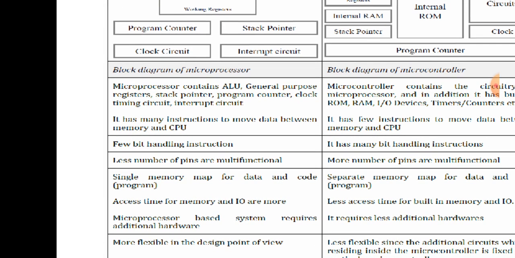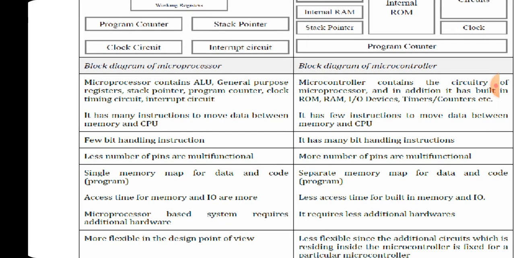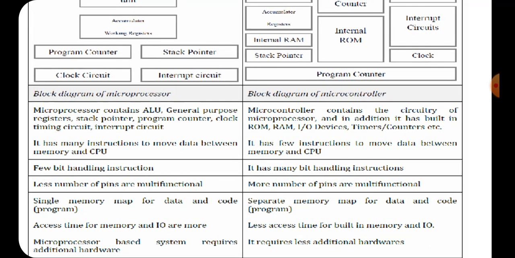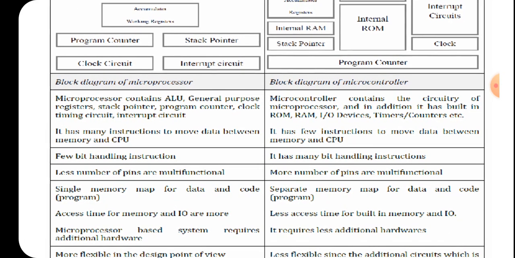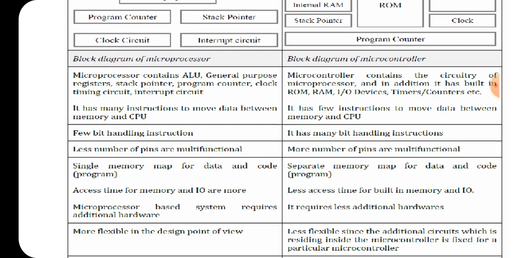That is the reason that, instead of increasing the number of pins, they go for the multiplexing technique. Means the same pin can be used on a time division basis. Depending upon the circumstance, or the time, the same pin can be used to perform different functions. That's the reason we say in a microprocessor fewer pins are multifunctional, whereas in a microcontroller more pins are multifunctional. Multiplexing has been adopted just to reduce the number of pins.